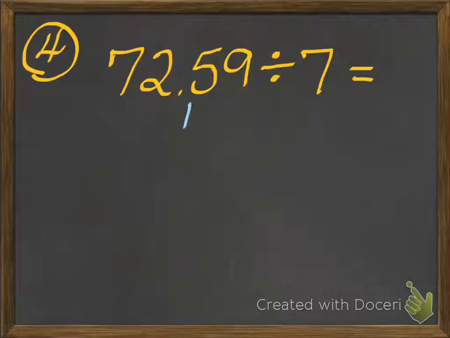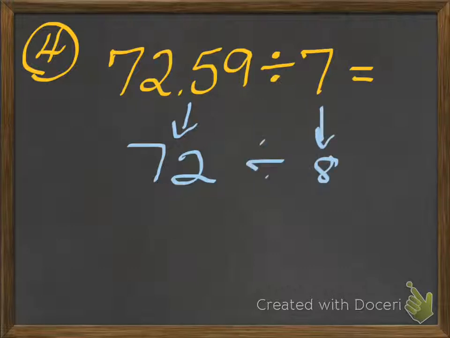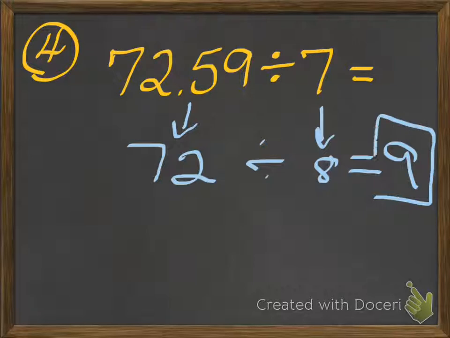I'm going to round this number down to 72, and I know 72 is a multiple of 8, so I'm going to round that up to 8 and just use that as a compatible number. 72 divided by 8 is 9. So 9 is my estimate for this answer.